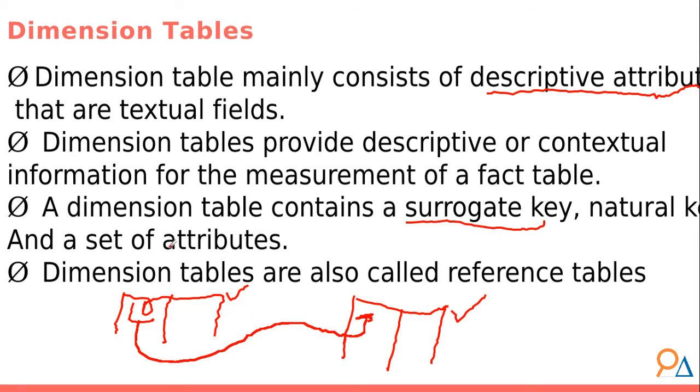And that's why we say dimension tables are also called reference tables. We refer from the fact table to this dimension table to get more information about this foreign key. So I think you're getting my point. And that's why this point also says it provides descriptive or contextual information for the measurement of the fact table. For the measurement of what? The fact table. So don't worry if you don't understand clearly here. We're going to understand it very well as we move on.